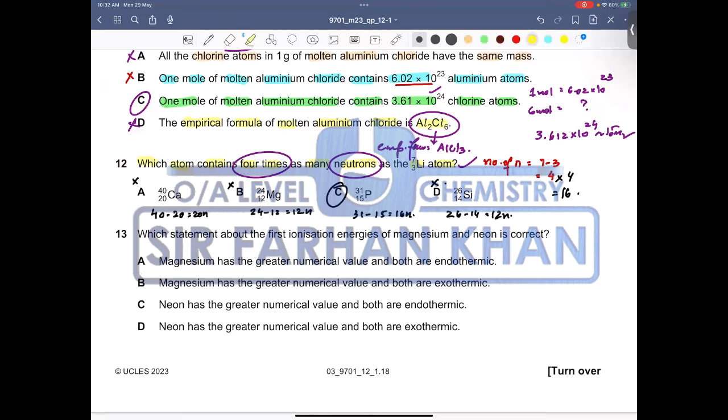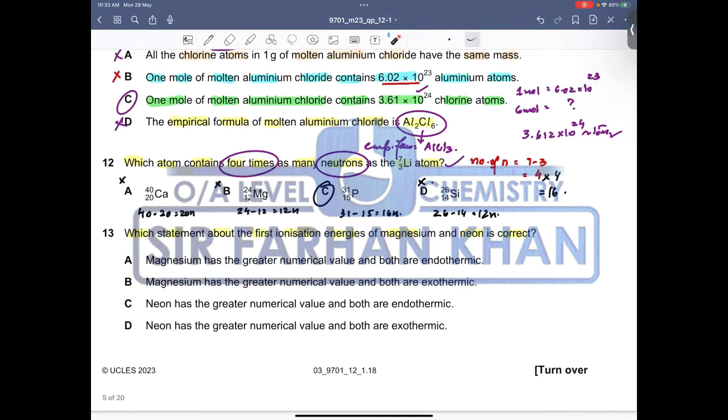Question number 13. Which statement about the first ionization energy of magnesium and neon is correct? Okay, magnesium and neon. Guys, first of all, magnesium is found in period 3 of the periodic table. Neon is found in period 2 of the periodic table. Also, magnesium belongs to group 2, neon belongs to group 18. All right, that's what you need to remember at this stage.